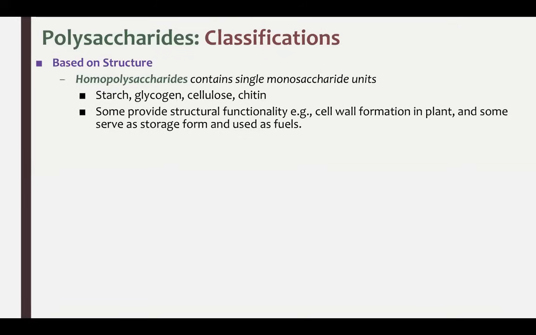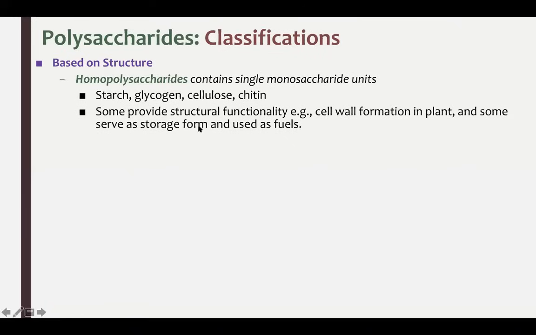So in the homopolysaccharide, if we break down this polysaccharide, we will get single molecules. That means the same molecules of monosaccharides, like starch, glycogen, cellulose, chitin. And they actually provide some structural functionality. For example, cellulose is involved in the cell wall formation in plants, because we know that plant cells have a cell wall, but animal cells don't have any cell wall. So the cell wall is produced from the cellulose.